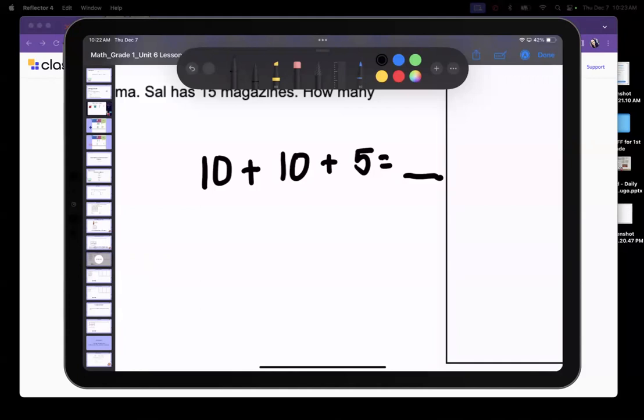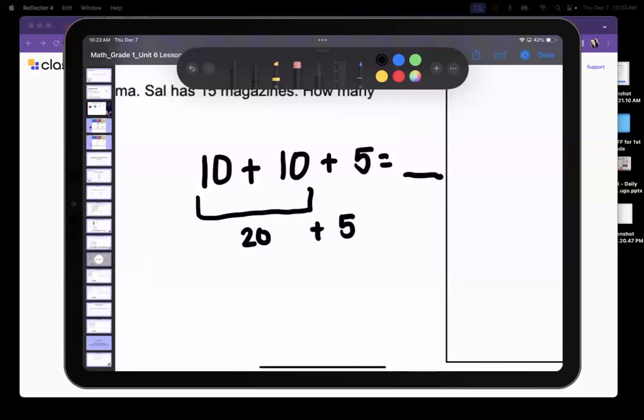How many cookies are you going to have all together for the group? 25. Oh, how'd you get that, Zayden? Because I was adding the 10 plus 10 equals 20 and the 20 plus 5 equals 25. Good job, Zayden. How did you do it, Kinsley? Because I counted with my hands and I went 11, 12, 13, 14, 15, 16, 17, 18, 19, 20, 21, 22, 23, 24, 25. So it's 25. I love that.